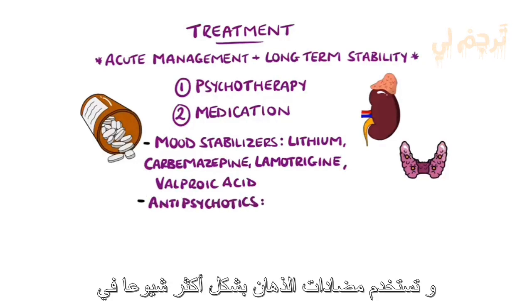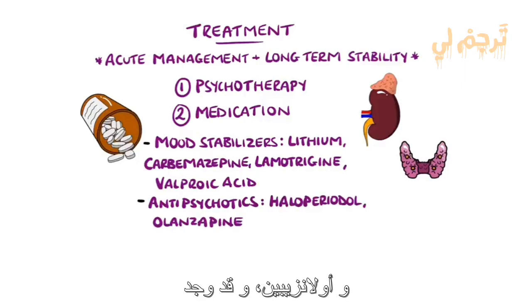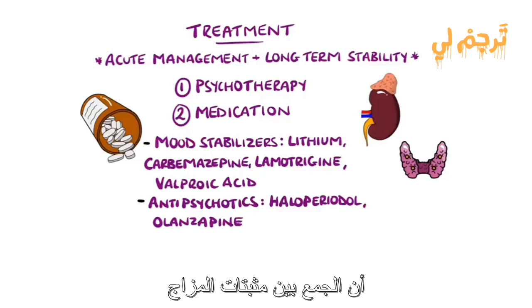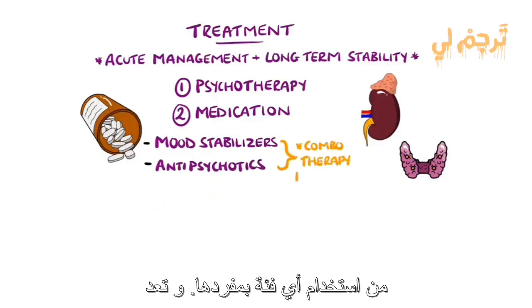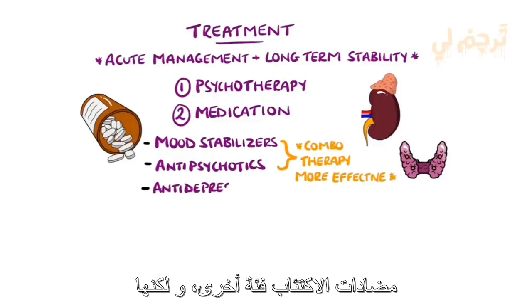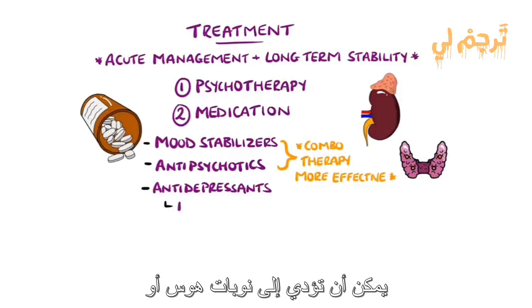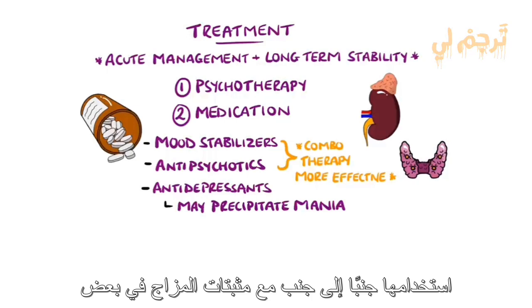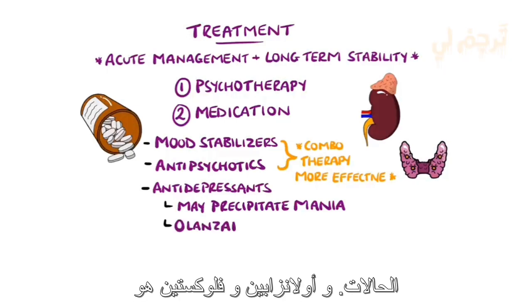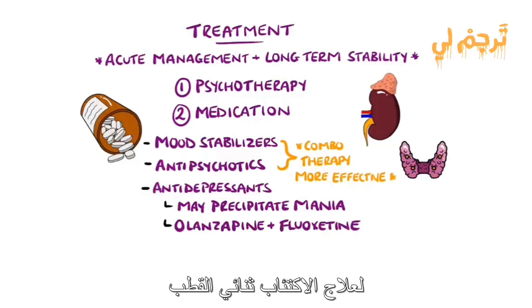Antipsychotics are used more commonly in the manic episodes, such as haloperidol and olanzapine, and it has been found that a combination of mood stabilizers and antipsychotics are more effective than using either class alone. Antidepressants are another class, but they are not typically used alone as they can trigger manic episodes or acceleration of cycles, but they may be used alongside mood stabilizers in some cases. Olanzapine and fluoxetine is a combination therapy approved for treating bipolar depression.